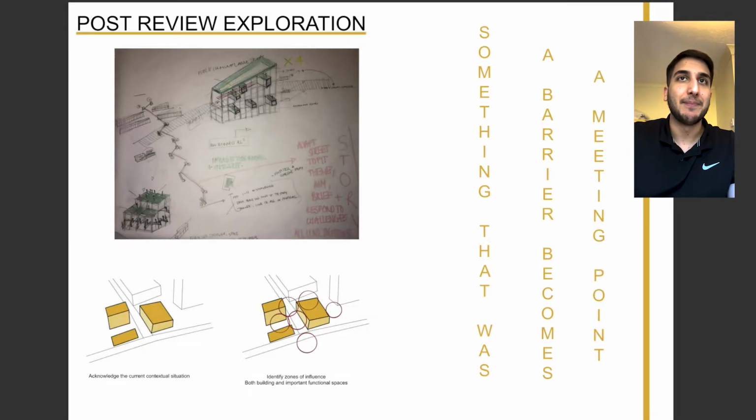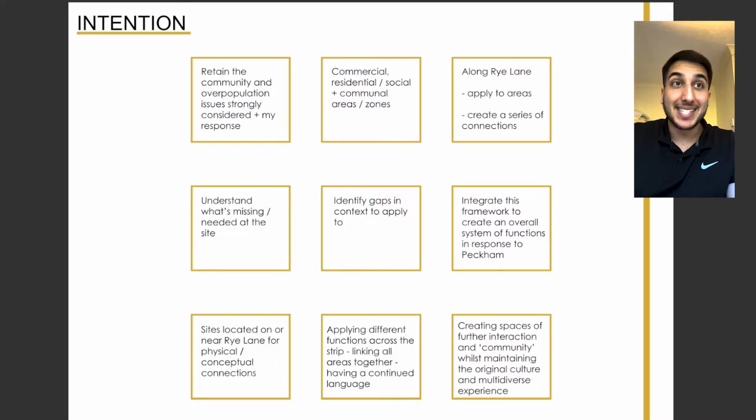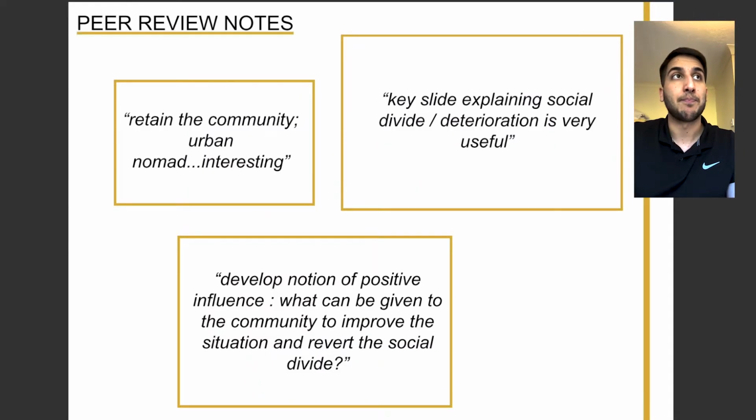Post-review exploration. Oh my god, this layout is killing me. Acknowledging the current contextual situation and then identifying zones of influence, both building and important functional spaces. Intentions. For me, these were some of the 9 intentions that I highlighted and wanted to work on. But for your projects, it will be either something similar or, probably not similar. Every project's different. So outlining these will make it more structured in the way that you're going to approach and respond to the site.